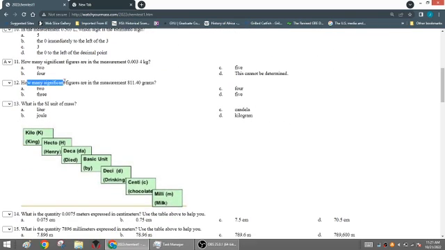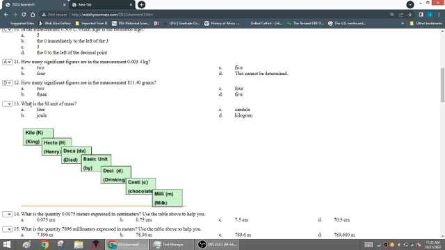How many significant figures are in the measurement 8.1140 grams, or 811.40 grams? Remember, as I said up above, a zero behind a non-zero number behind a decimal is significant. And any zero, for that matter, behind a decimal is going to be significant. So the answer, that's 5. D.